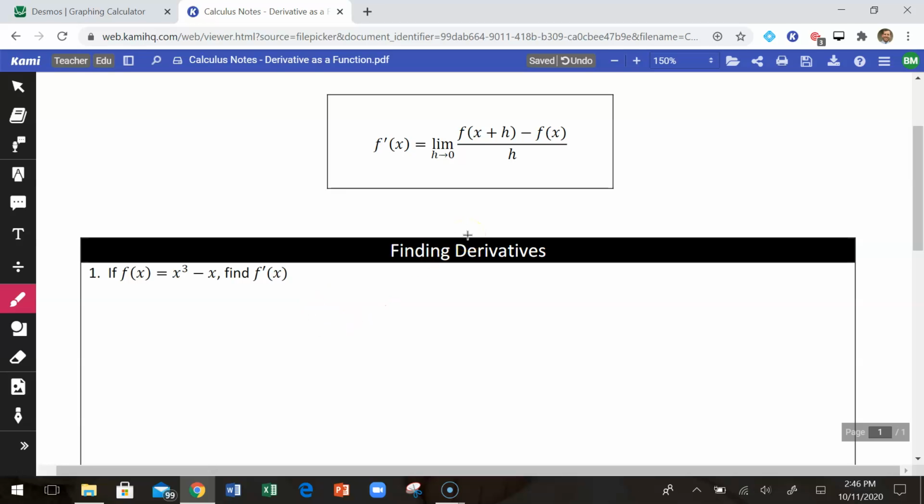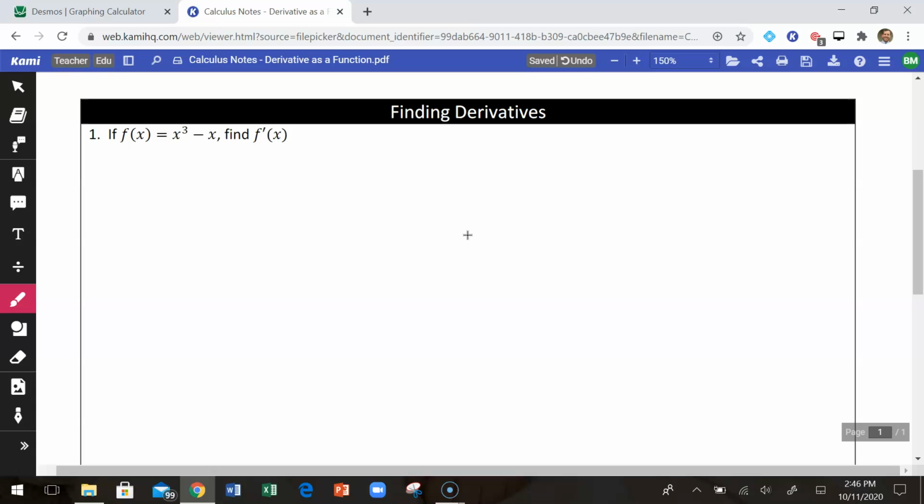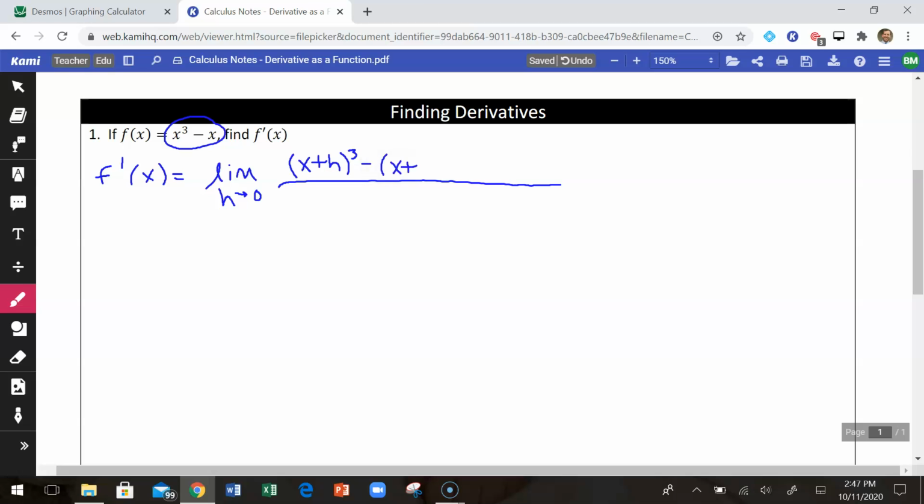Okay, so I'm going to go ahead and jump into an example. F of x is x cubed minus x. Find f prime of x. So f prime of x is going to equal the limit as h approaches 0 of, well, I'm going to do f of x plus h. So I'm going to take my function and I'm going to replace all the x's with x plus h. So that's going to be x plus h cubed minus x plus h. And then all of that minus f of x. So minus the original function, which is x cubed minus x. And all that's over h.